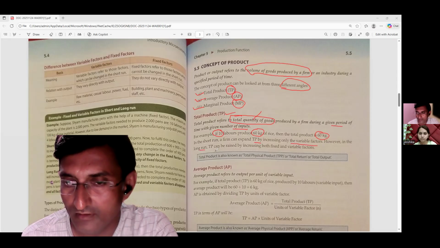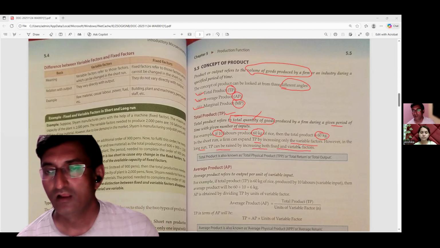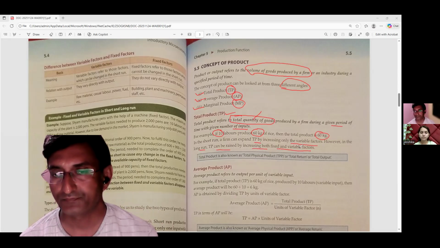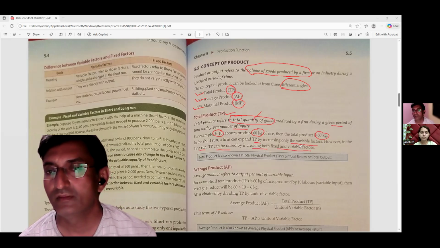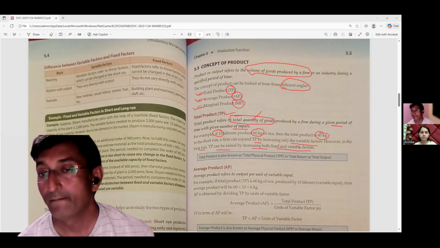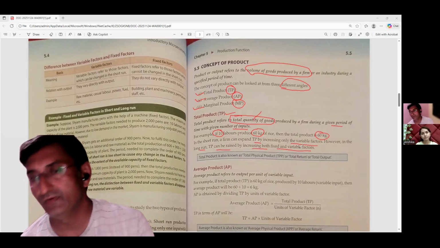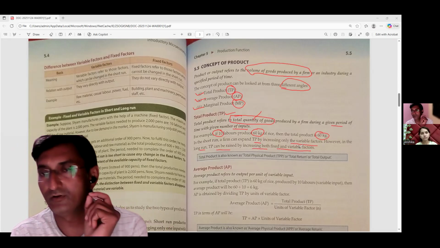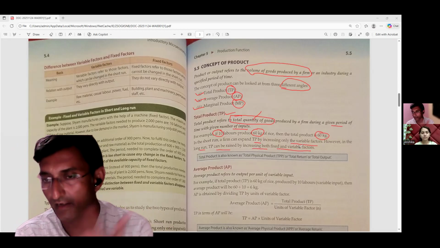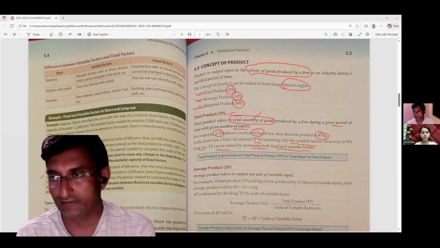However, in the long run, TP can be raised by increasing both fixed and variable factors, because the company has only limited production capacity. They can hire only 10 laborers, and they can produce only 60 kg. But when we talk about the long run, the firm needs expansion of machinery, and they can also increase their labor as manpower, and after that they can increase their total product.